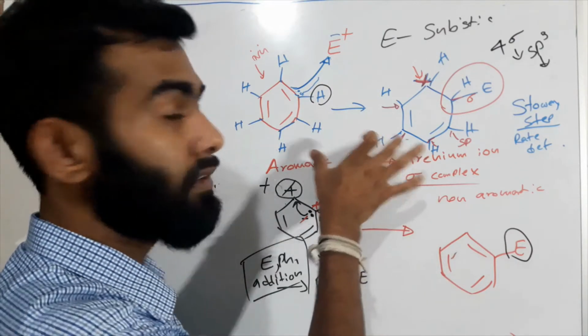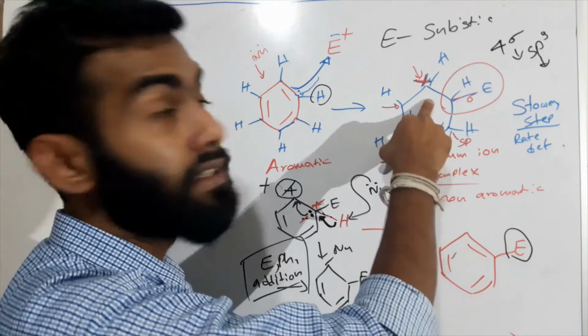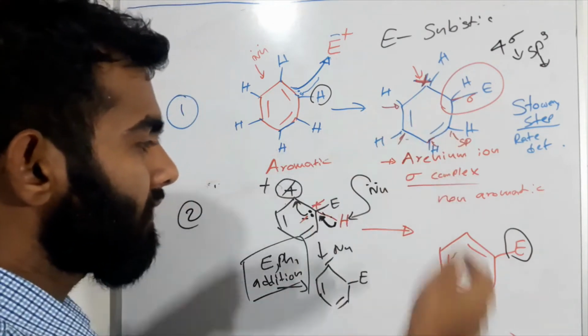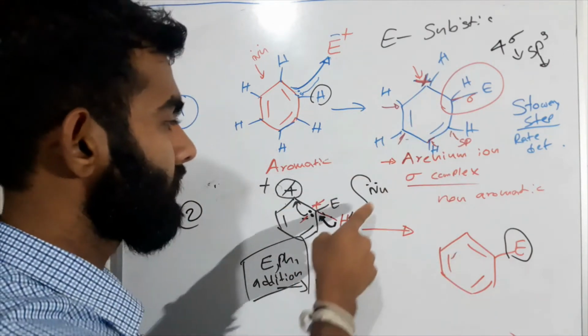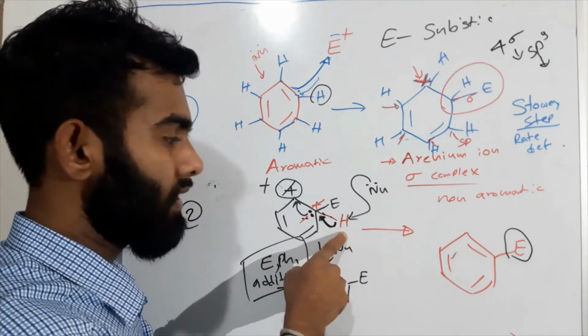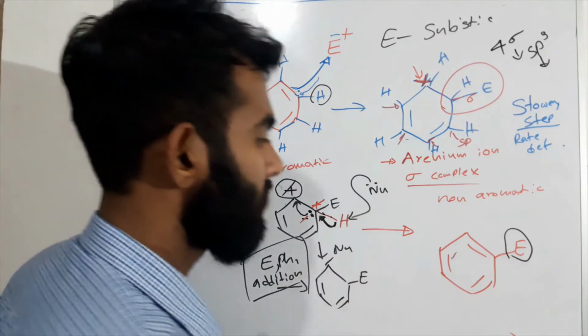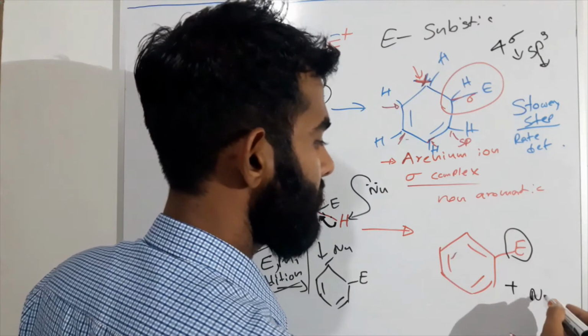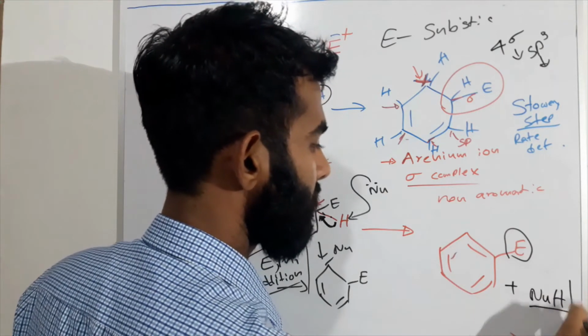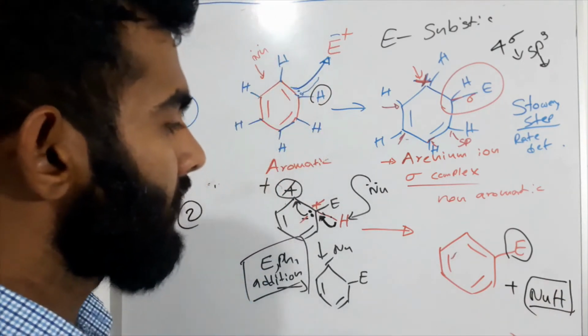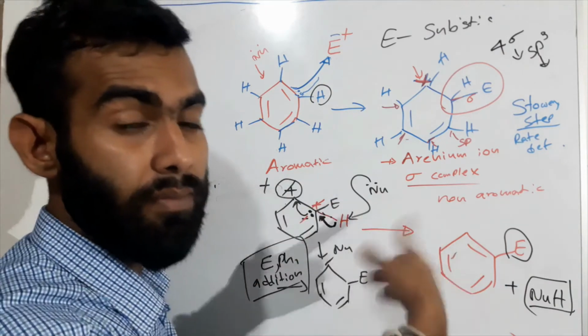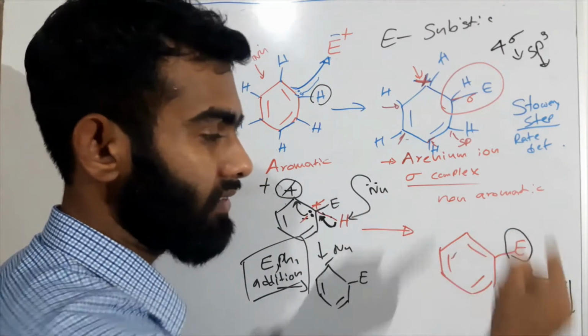Initially in the first step it looked like an addition reaction because it loses its pi bond, but after the second step the nucleophile attacks that hydrogen and combines like this, and the benzene ring gets its stability again with the substitution product.